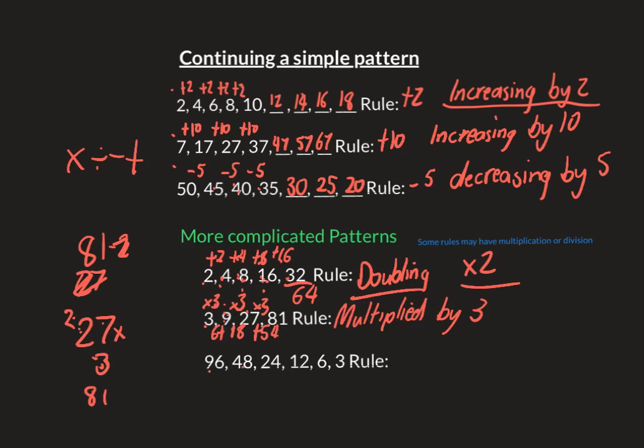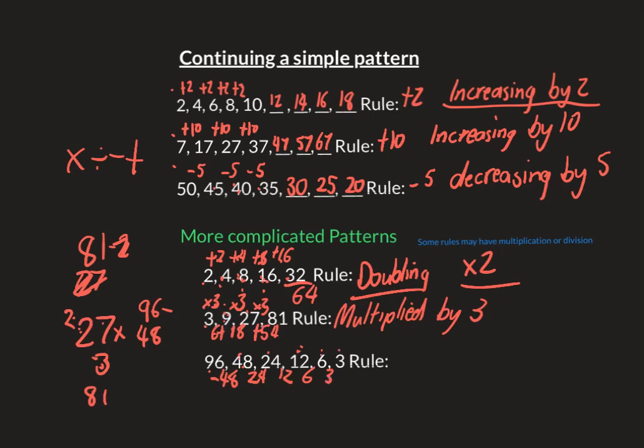Let's have a look at the last one. 96 to 48. 96, take away 48. That actually goes down. I can do that in my head. That goes down by 48. Now I know the next one here, 48 take away 24. That one goes down by 24. 24 take away 12. I know that goes down by 12. 12 take away 6. I know that one goes down by 6. And 6 to 3. That one goes down by 3.